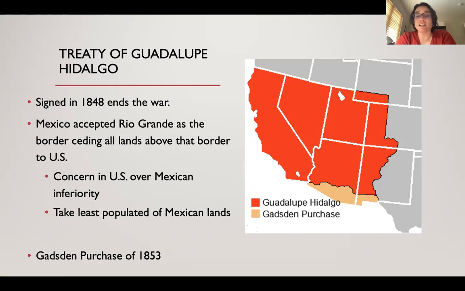And the rest of the land that is now part of the Southwest is purchased through the Gadsden Purchase of 1853, that ends up capturing those small portions that you see in the map that had been left out in the treaty.